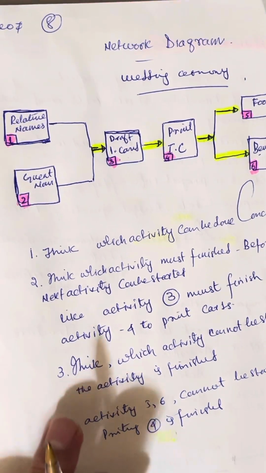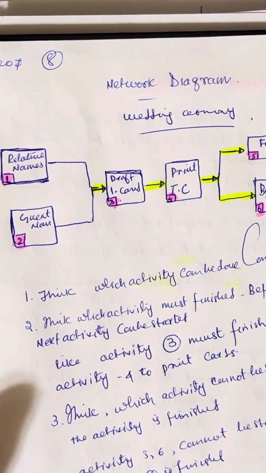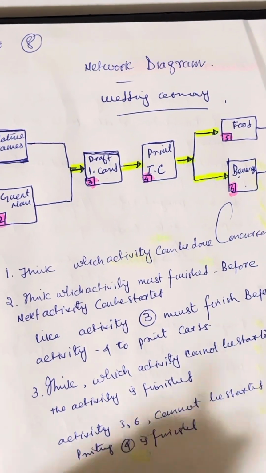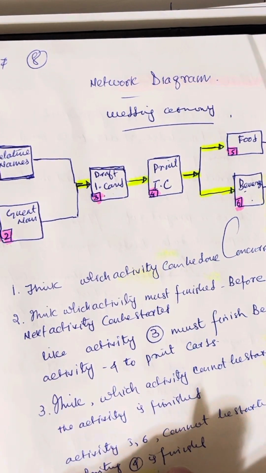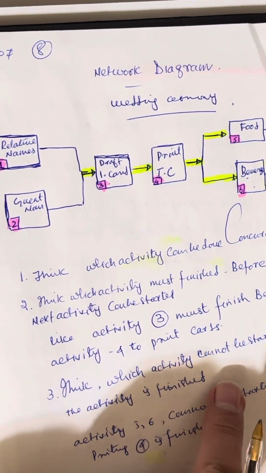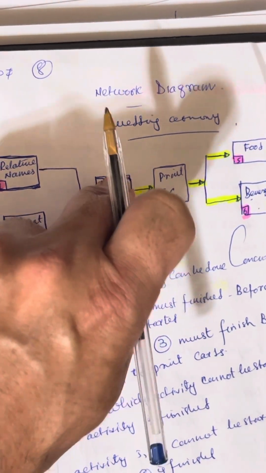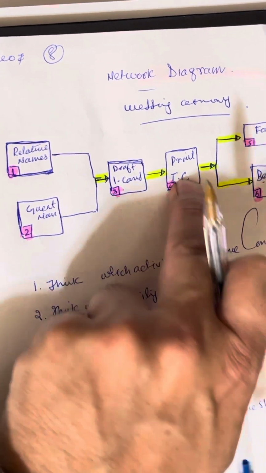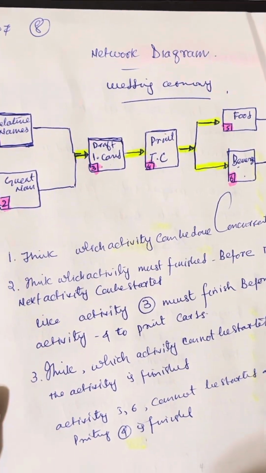And the third one is which activity cannot be started. We have to think about this before starting the diagram: which activity cannot be started after the activity is finished. So it's also the activity, let's say, that cannot be finished after the activity is finished. So this will be like the printing of the card.